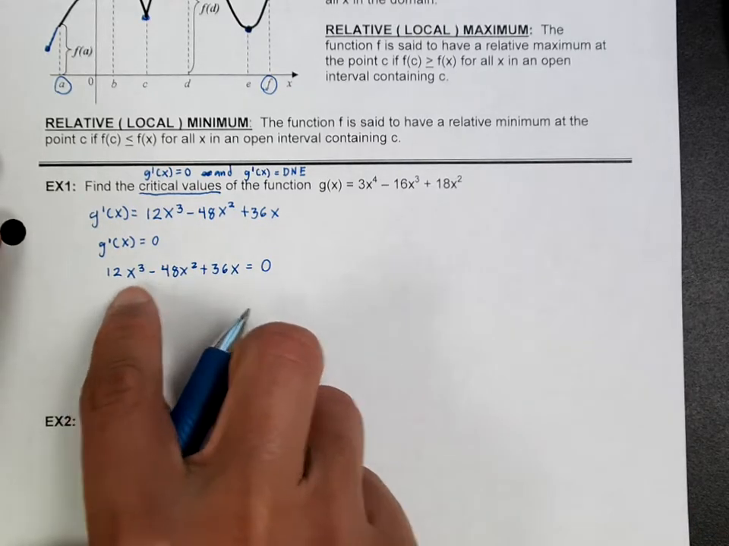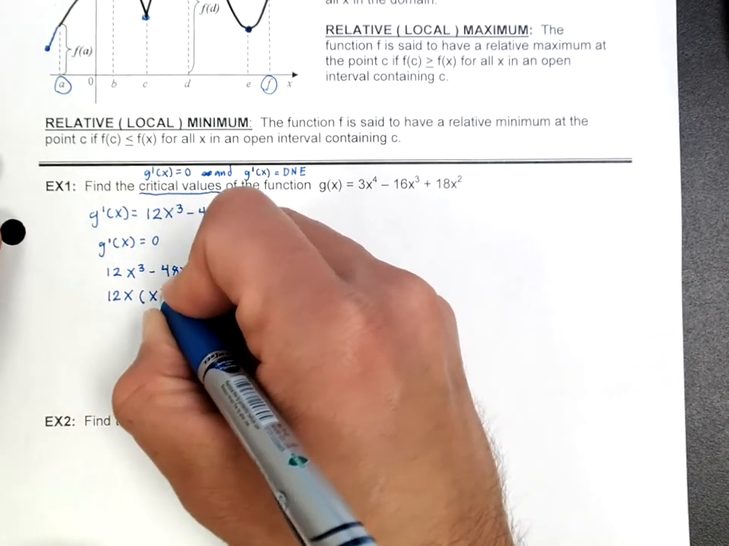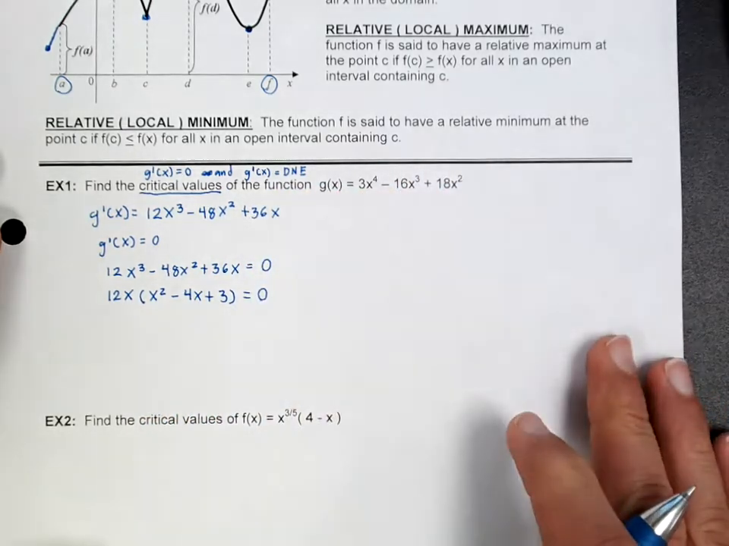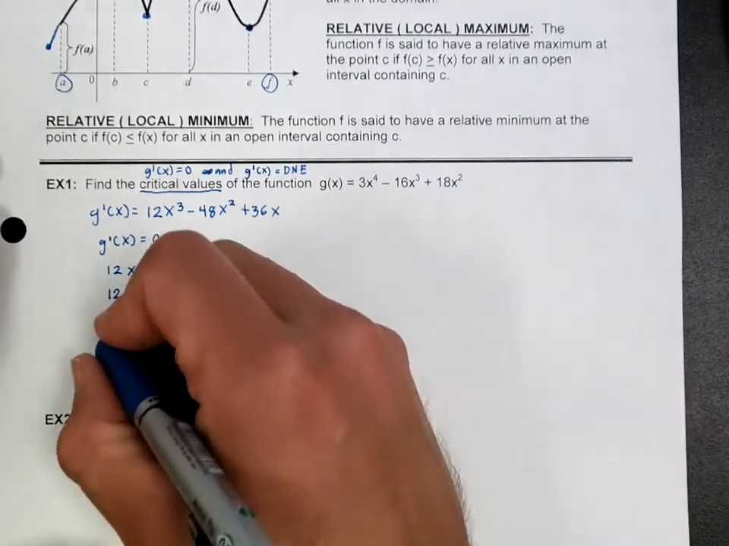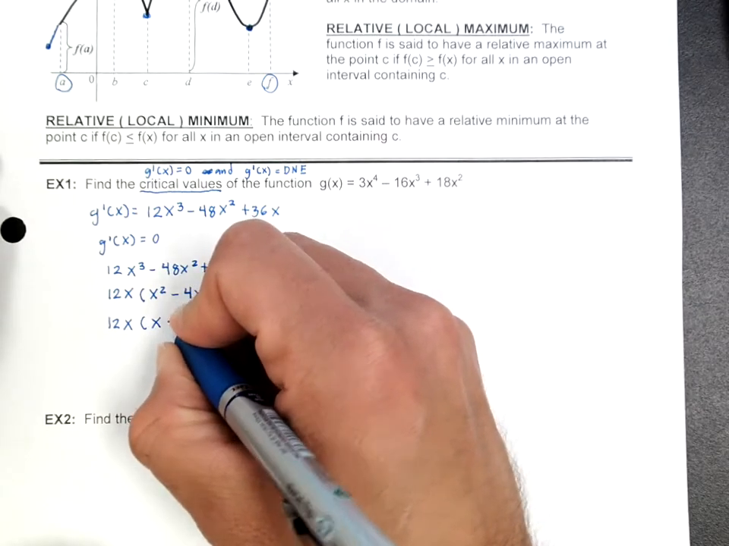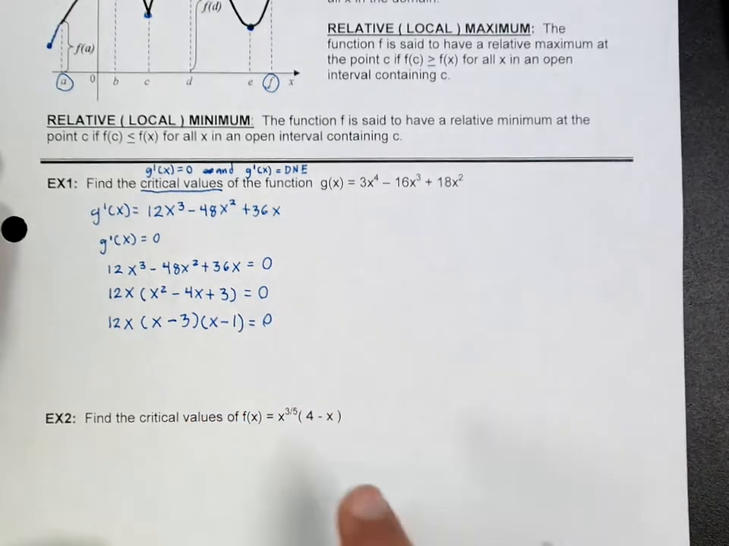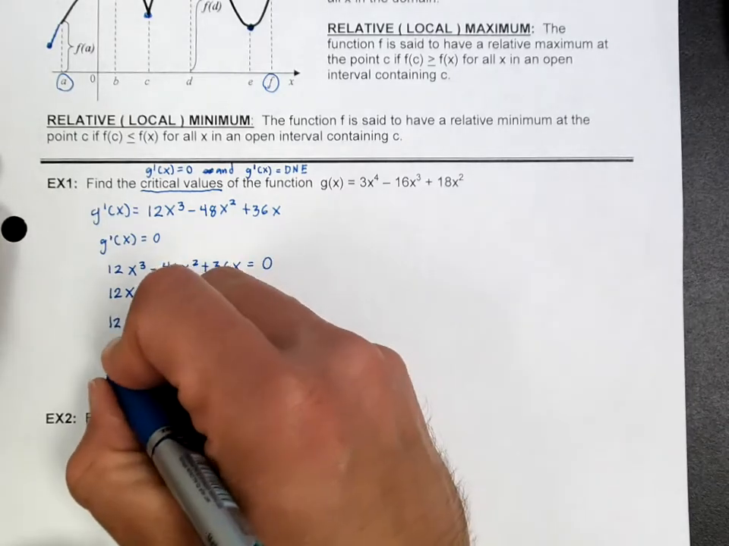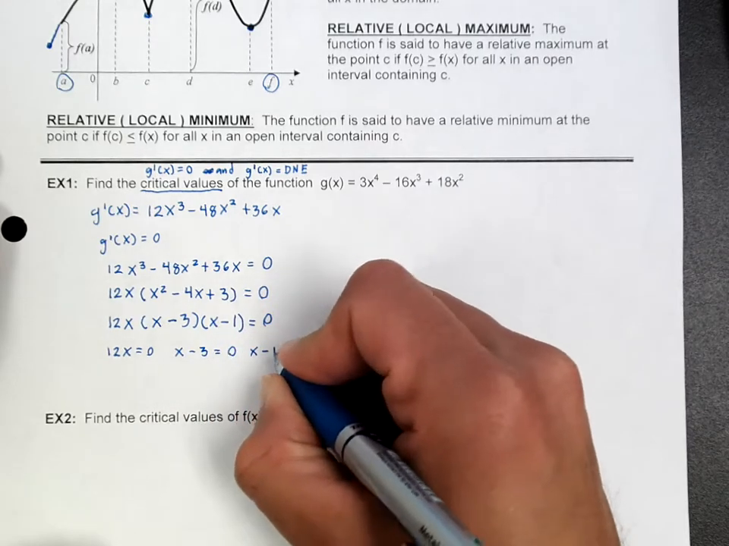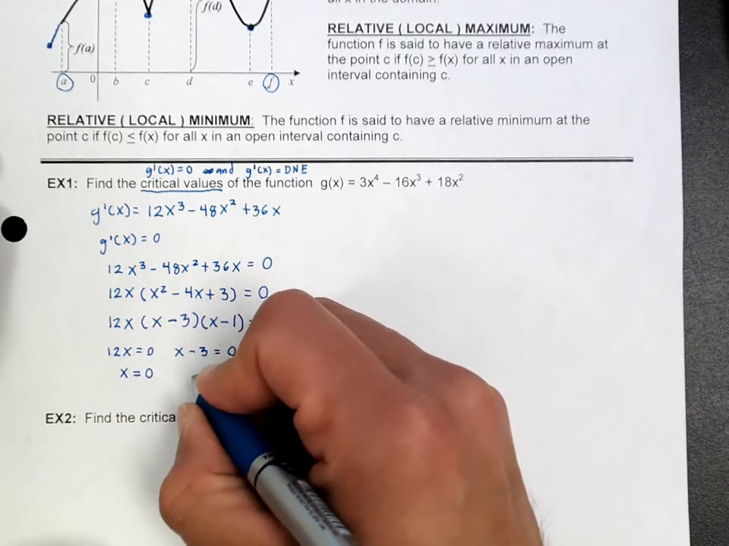Okay, so now notice that I have a common factor of 12x. So I have 12x times x squared minus 4x plus 3, and that's equal to 0. So now it looks like I'm able to factor this. All right, so I have 12x times x minus 3 times x minus 1 is equal to 0. So now I'm going to set each factor equal to 0, including that one. Remember, this is a factor also. So I have 12x equal to 0, x minus 3 equal to 0, x minus 1 equal to 0. So therefore I have 3 critical values.